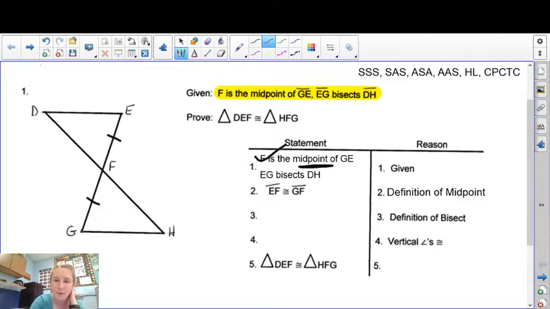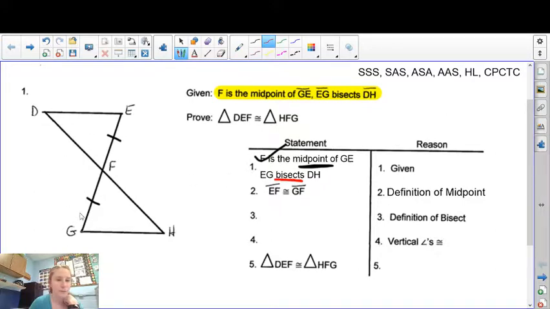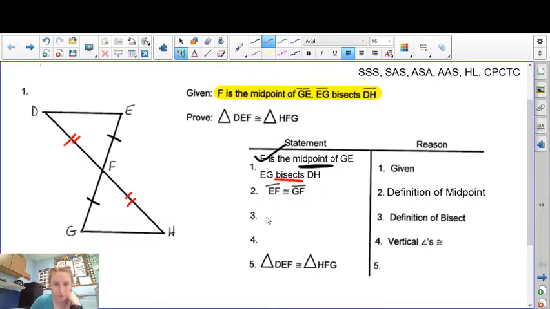Next, I see the word bisect. So let's see what that says. EG bisects DH. So this line bisects this one, which means bisect cuts in half, so therefore this one must be congruent to this one. So DF is congruent to HF. Again, that's the definition of bisect. So we used it. Okay, cool.